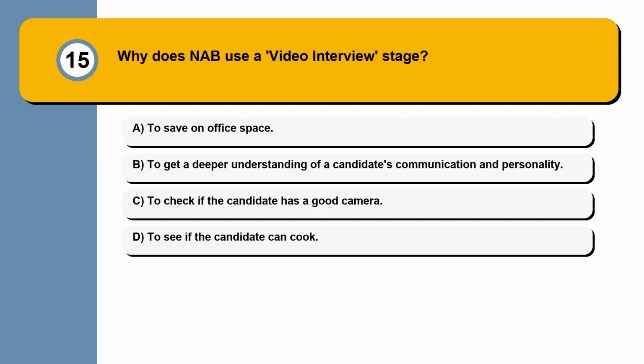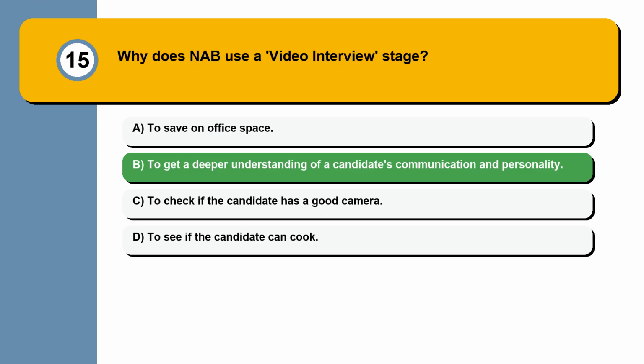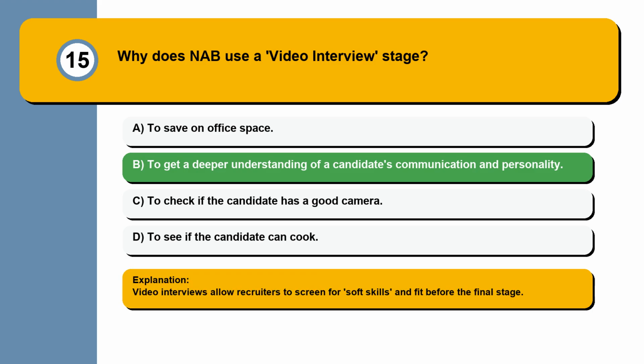Question 15. Why does NAB use a video interview stage? To save on office space. To get a deeper understanding of a candidate's communication and personality. To check if the candidate has a good camera. To see if the candidate can cook. Video interviews allow recruiters to screen for soft skills and fit before the final stage.